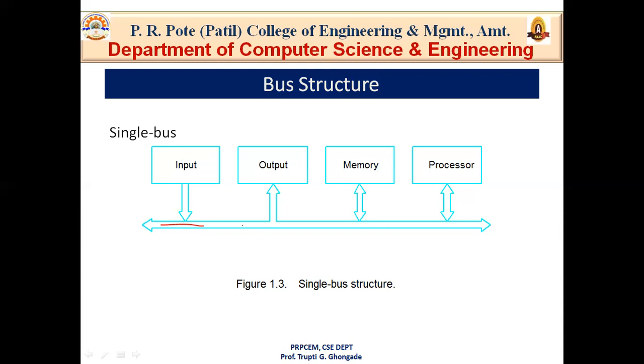After that, the control lines are used to arbitrate multiple requests for the use of the bus. To arbitrate the multiple requests means that at the same time the input unit requests to access the bus, the output unit also requests to access the bus, memory also, and processor also. Now here we are using a single bus. So when all units are requesting the bus at the same time, your computer system will slow down, or it will hang or crash.